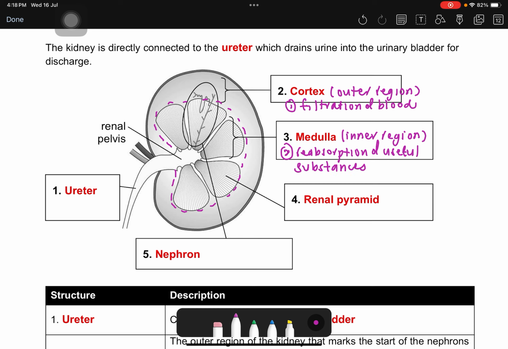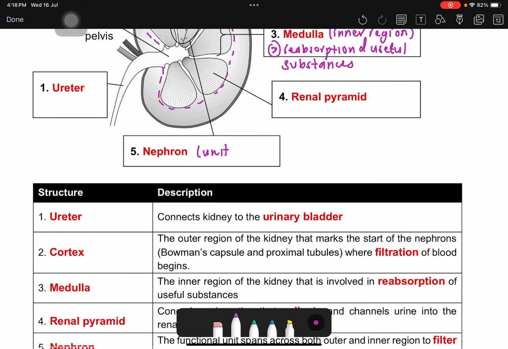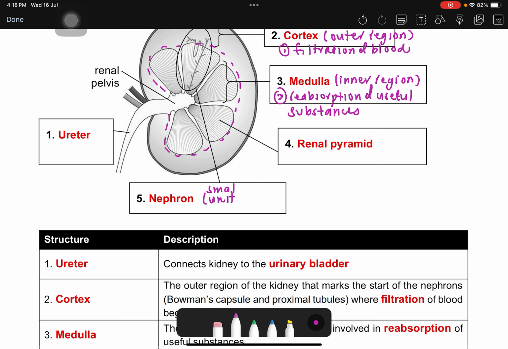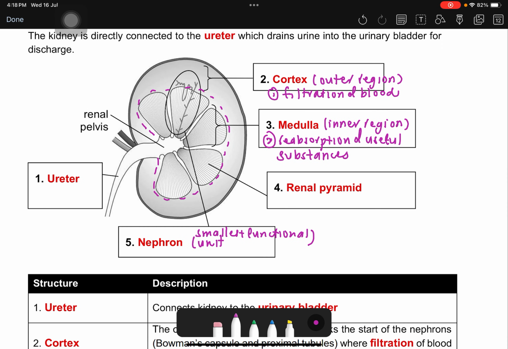Okay, so let me go to nephron before I come back to the renal pyramid. So nephron is actually the smallest unit that can be found inside the kidney. So there are so many nephrons, over 1,000 nephrons that are spread across the entire kidney, and this is the site of filtration and reabsorption.